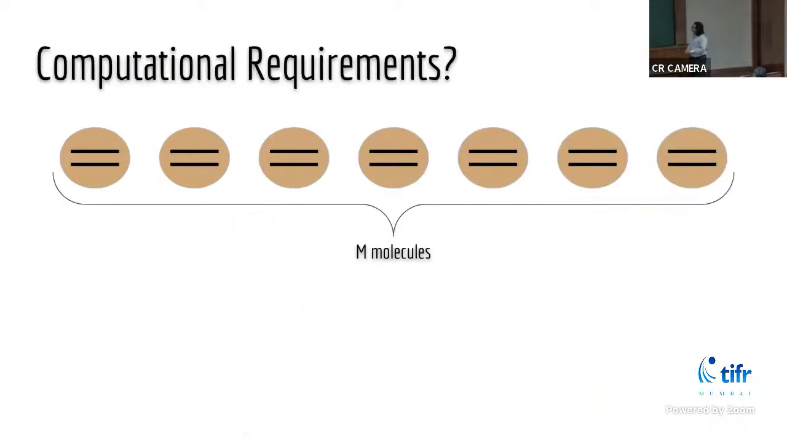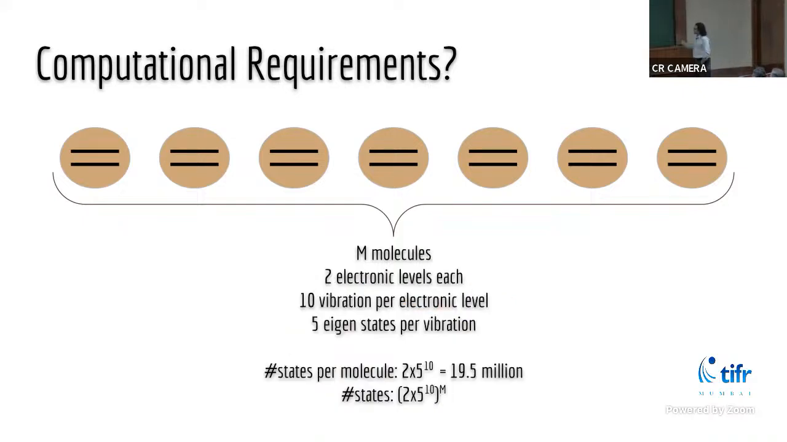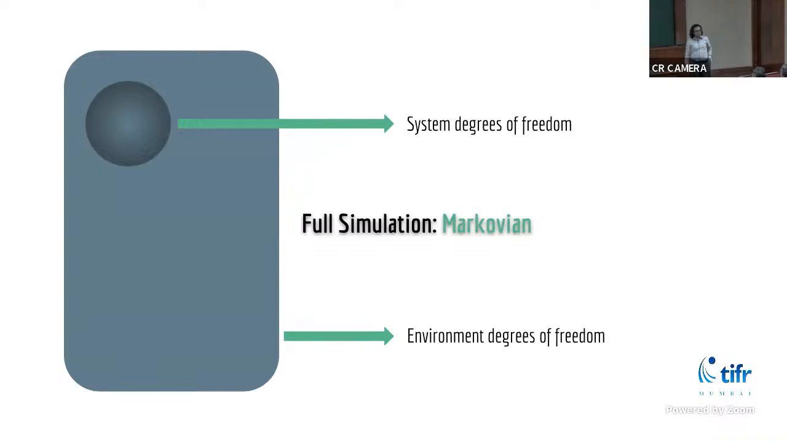Now, if this is the case, then what is the computational requirement like? If you have m molecules, let's do a back of the envelope calculation. You have two electronic states each, and you are talking about a total electronic Hilbert space of 2 to the power m size. Now, the problem is we are not describing the environment at all in this case. So we have to scratch this and redo this calculation. You have two electronic levels each. And to anybody who does these calculations, this would be completely fictitious, but let us just argue that you have 10 vibrational modes, normal modes, per electronic level, let's say. And thermally, let's say you have 5 of these eigenstates per vibrational level which are accessible.